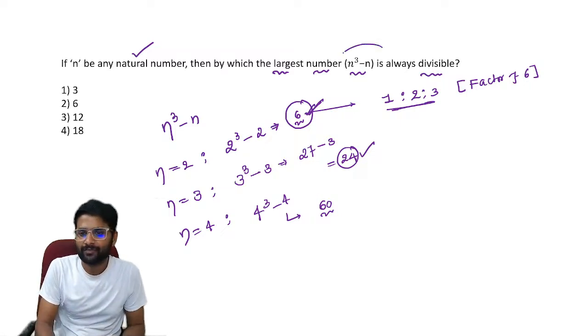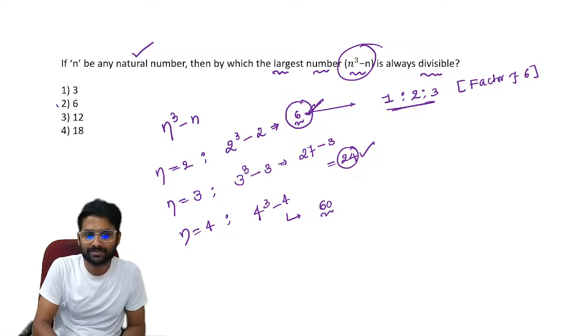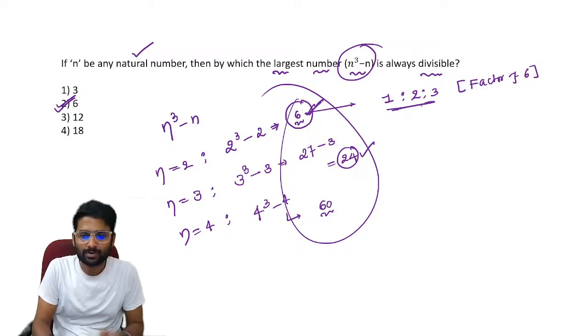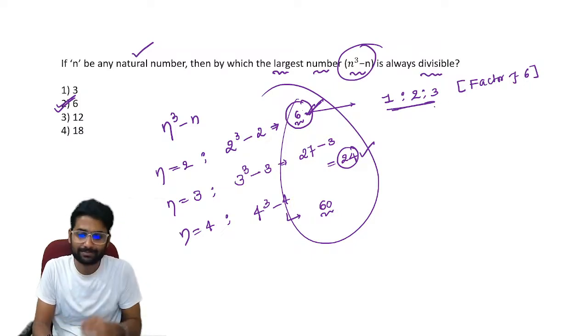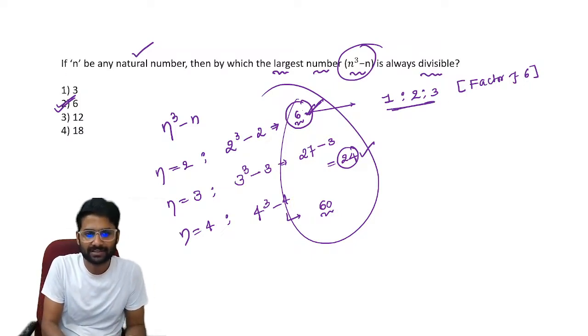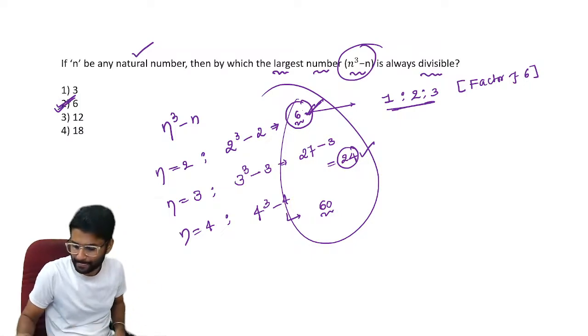That's why n cube minus n is always divisible by 6, but all these numbers are also divisible by 1, 2, 3 and 6. But the largest one you have to identify. That's why, instead of 3, choose your answer as 6.